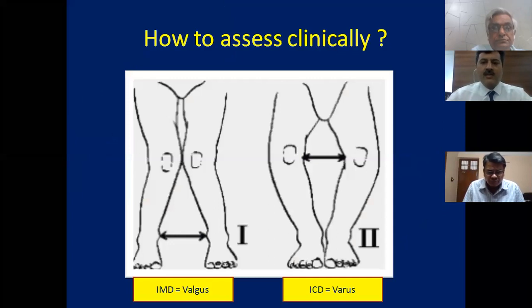In literature or in textbooks, pediatricians are referring to the intermalleolar distance and intercondylar distance. Intermalleolar means you are measuring the distance between the two medial malleoli of the tibia, and intercondylar distance means you are measuring the distance between the two femoral condyles, which is a sign of varus, and intermalleolar distance is a sign of valgus.